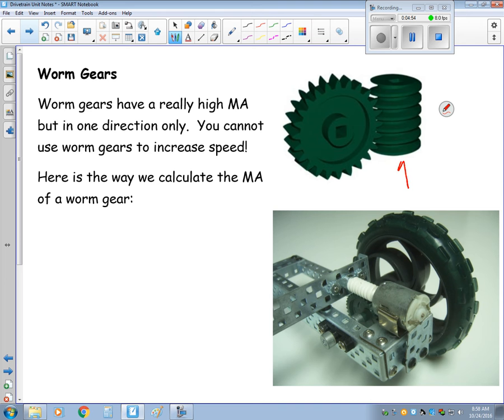This part right here is the worm gear. It's a helical gear, it spirals, and it has one tooth. There is no break in that one tooth. Now, with the worm gear, you have to use a worm wheel. A regular old spur gear will not work.